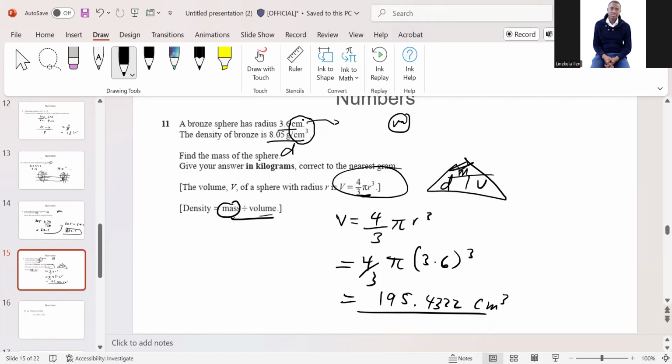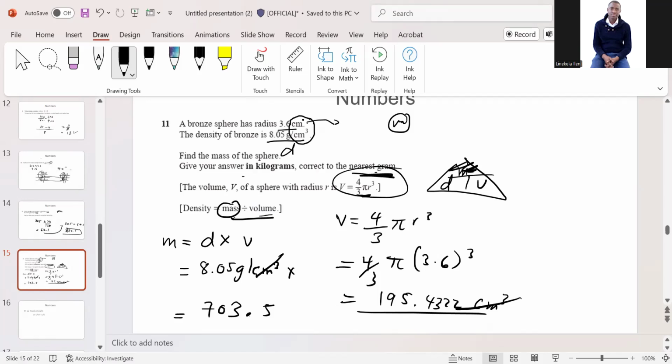And then if you make mass the subject of the formula, you will see that mass will then be equal to density multiplied by the volume. And the density is 8.05 grams per cubic centimeter multiplied by this whole thing here. You can see now this will cancel. Then we'll get our answer in grams, which is like 703 point something. But they told us to give your answer in kilograms, which means we need to divide this by 1,000 at the end, which will then give us 0.7 kilograms.